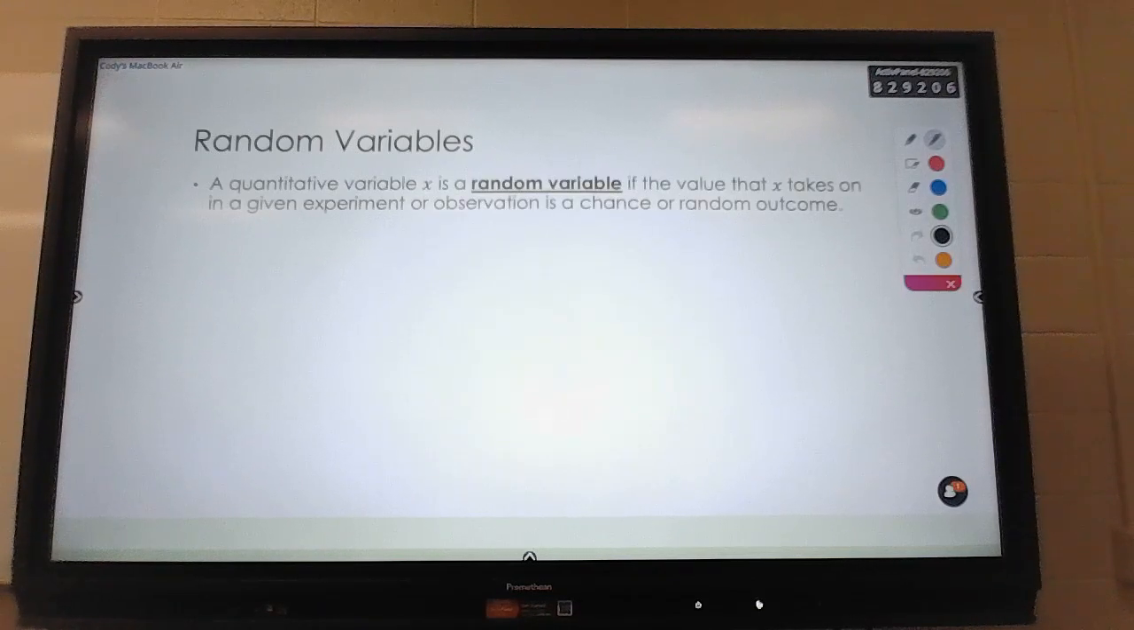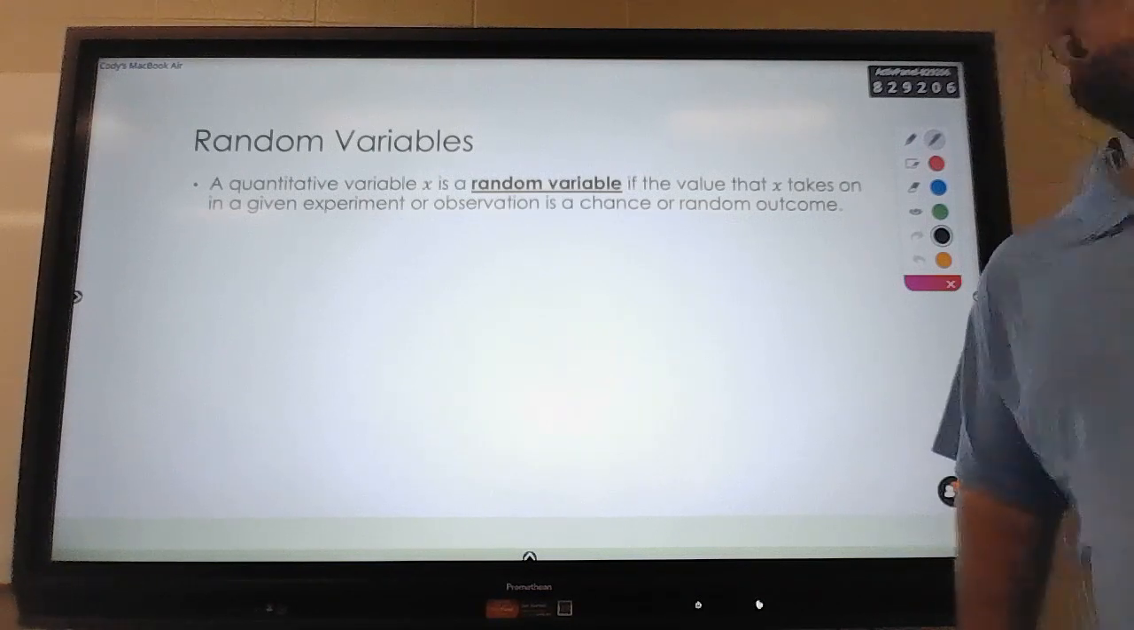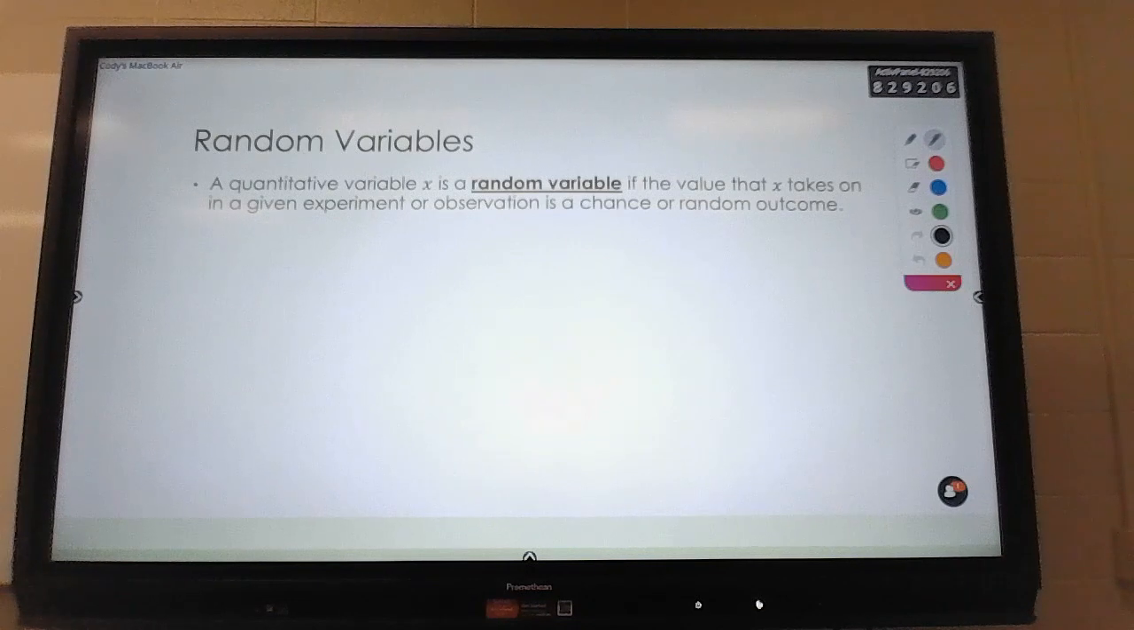A quantitative variable X is a random variable if the value that X takes on in a given experiment or observation is a chance or a random outcome. Okay. So again, if we're observing something through an experiment or an observation, that quantitative variable is considered random if its value is from chance or from a random outcome.